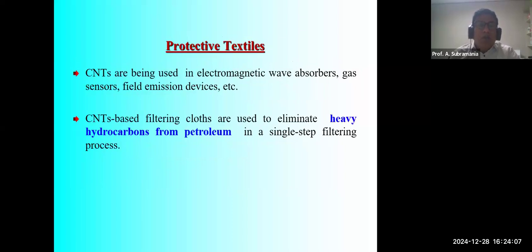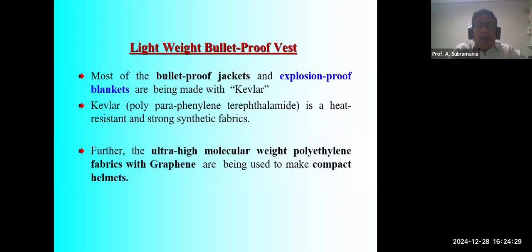Then protective textiles. CNTs are being used in electromagnetic wave absorbers, gas sensors, field emission devices, etc. CNT-based filtering cloths are used to eliminate heavy hydrocarbons from petroleum in a single step filtering process. Then lightweight bulletproof vest. Most of the bulletproof jackets and exfoliation proof blankets are being made with Kevlar. Kevlar is a kind of polymer, polyparaphenylene terephthalamide, a heat resistant and strong synthetic fabric.